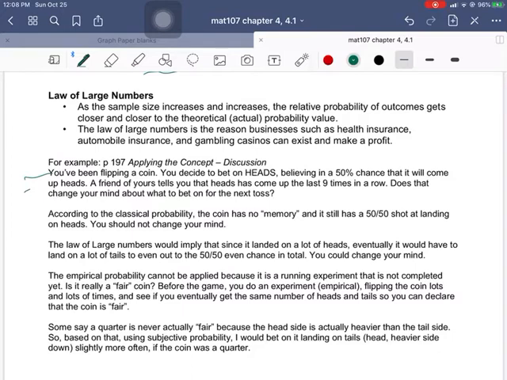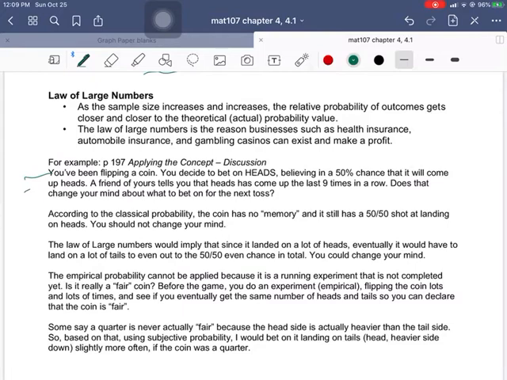The law of large numbers would imply that since it landed on a lot of heads, eventually it's going to land on a lot of tails, so it evens out to the 50-50 total. You could change your mind. The empirical probability cannot be applied because it's a running experiment that has not been completed yet. Basically, is it really a fair coin?